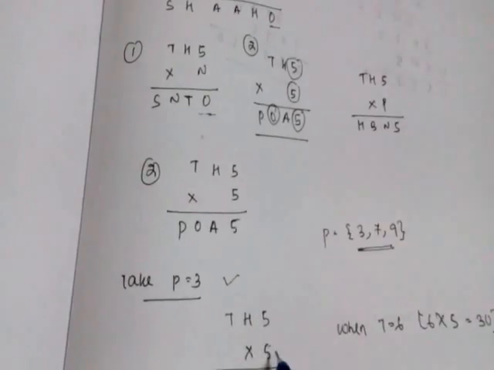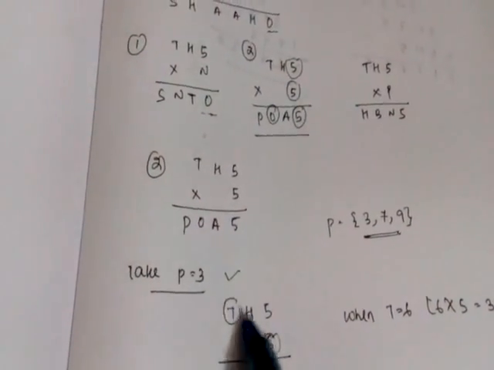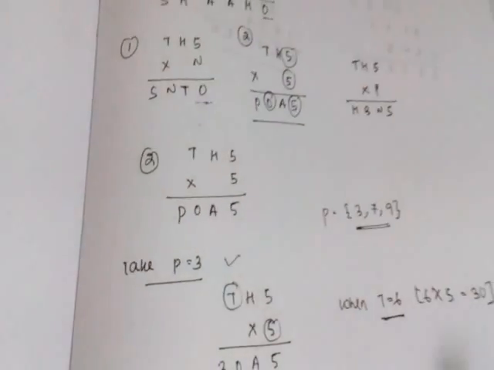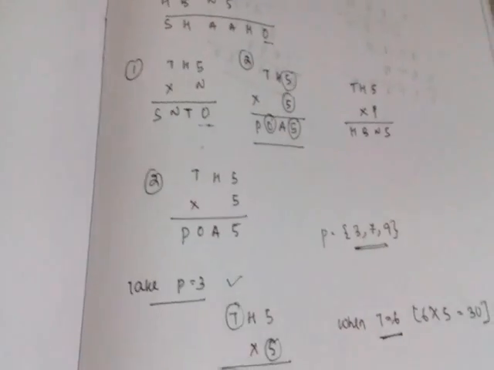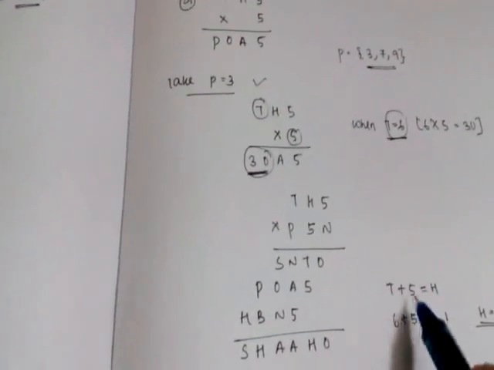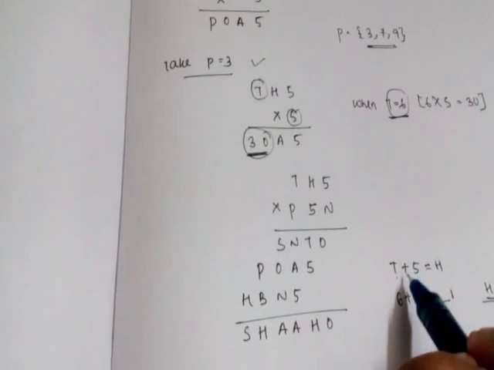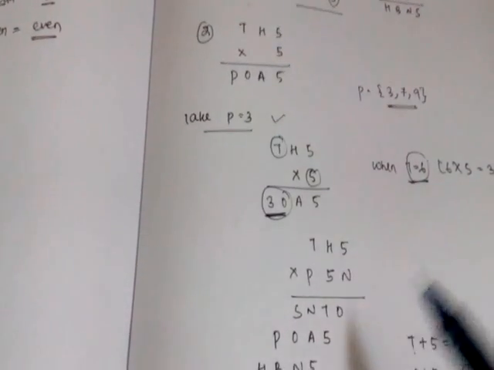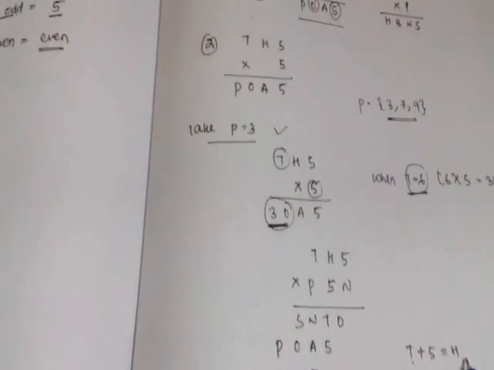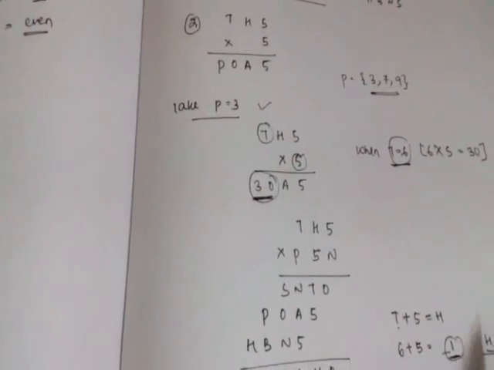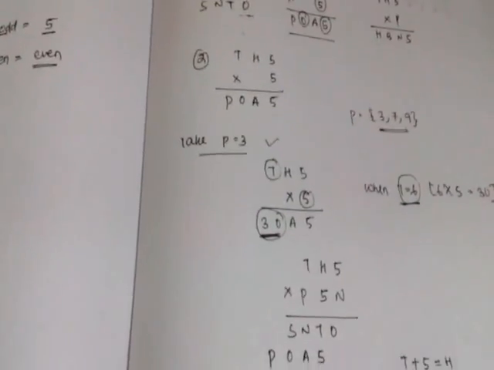There will be one chance. If you multiply 5 with T, when the value will be 30, the T value must be 6. Otherwise it won't be 30. So here I fix T equal to 6. By putting the value T equal to 6, here we get in the unit digit 1. So check it. When T plus 5 equals H, so 6 plus 5 equals 11, so the value of H will be 1.